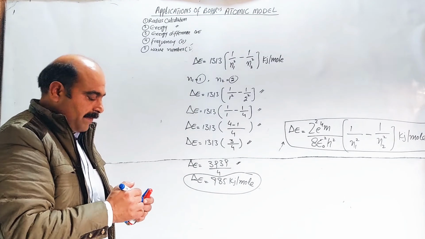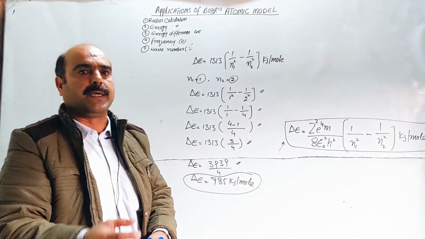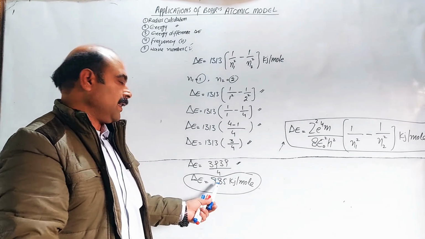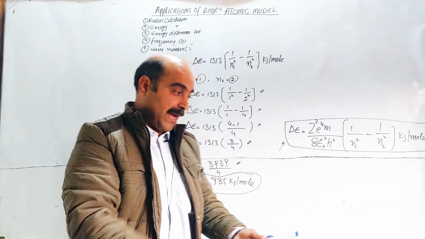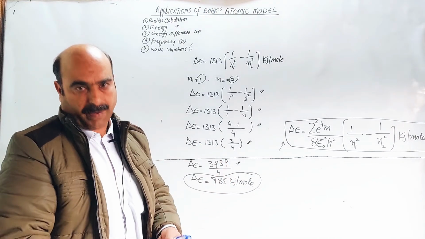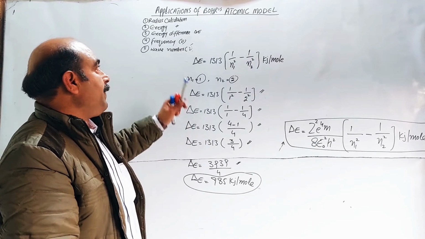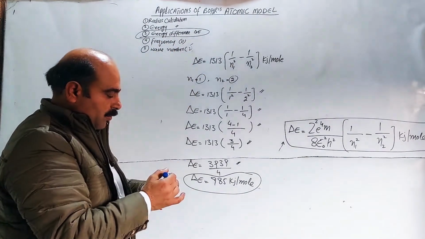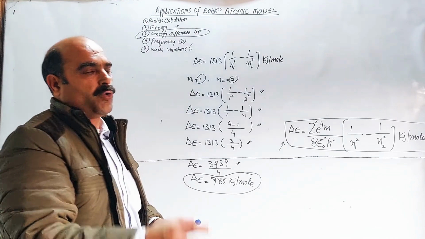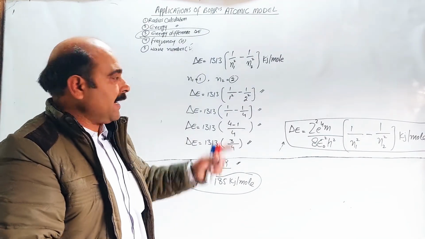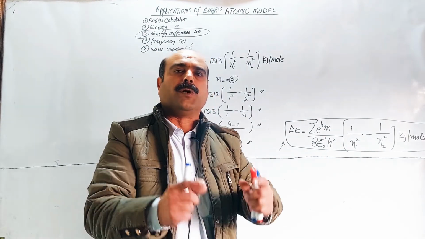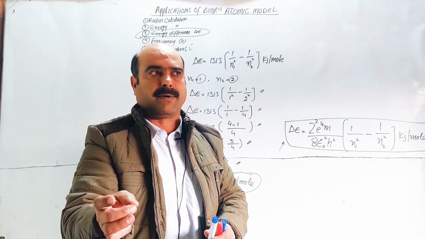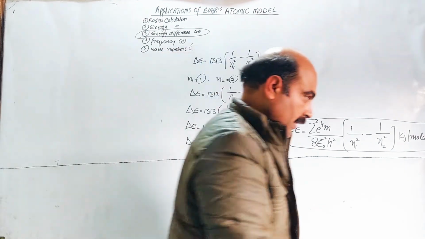mole. This is the application. It means the energy difference between the first orbit and the second orbit is 985 kilojoule per mole. To promote one mole of electrons from the first orbit to the second, this amount of energy must be supplied. This was the application of the Bohr atomic model, calculation of the energy difference between two orbits, and this equation is applied to all orbits. It can be used to calculate the energy difference between any two orbits, not just between first and second: second and four, second and six, three and seven, any two orbits.